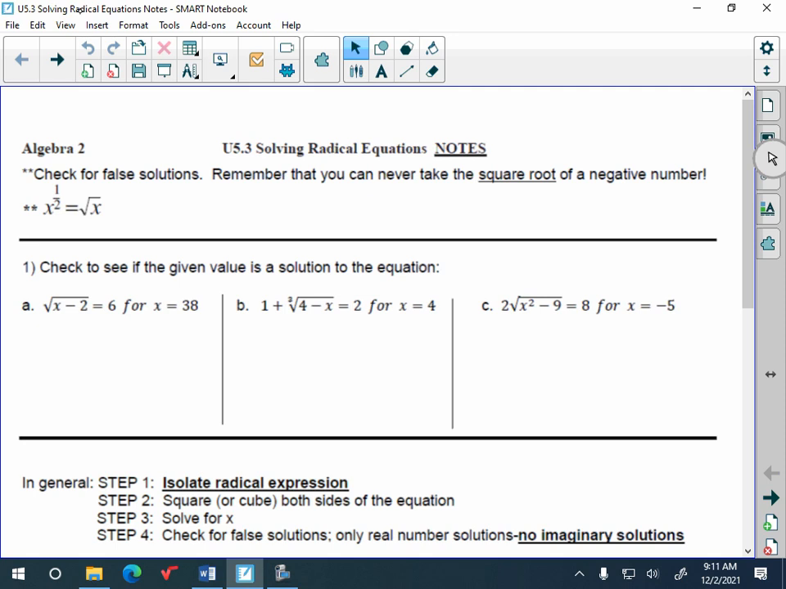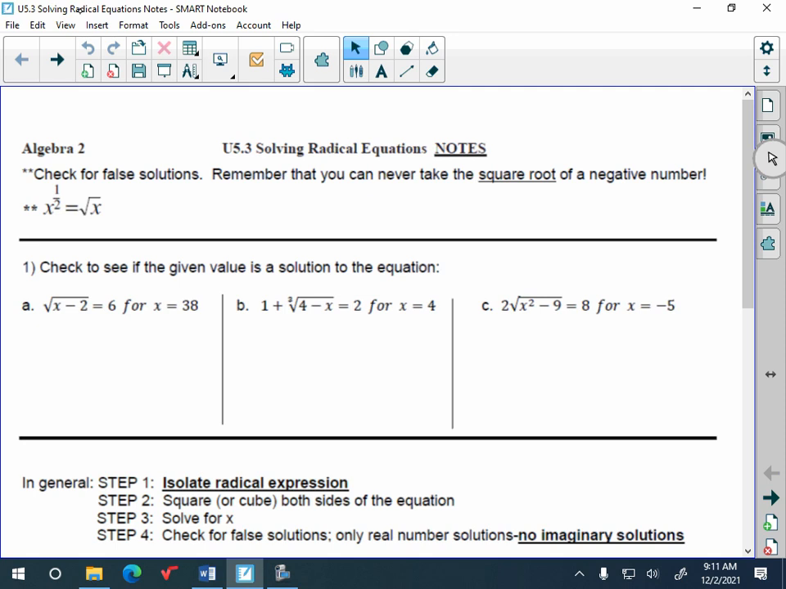Anytime we see a fractional exponent, remember we can turn it into a radical. So if you see a fractional exponent, convert to a radical. It's either going to be a 1/2 fraction, convert to a square root, or a 1/3 fraction, change it to a cube root. We're only working with square roots and cube roots. That's it.